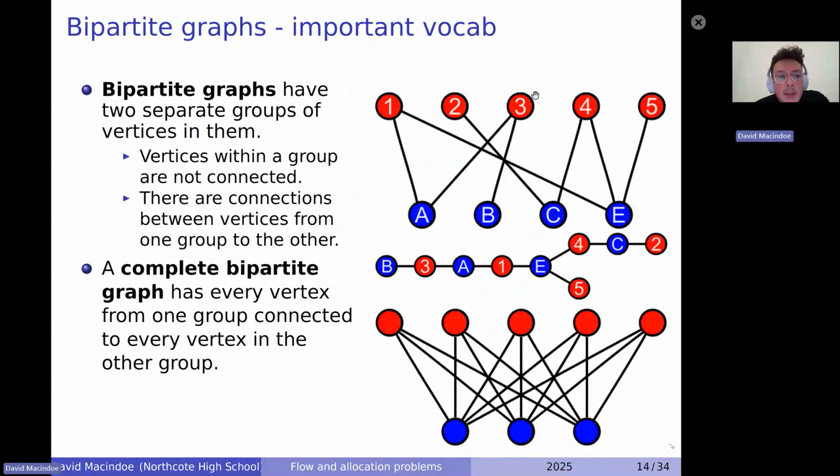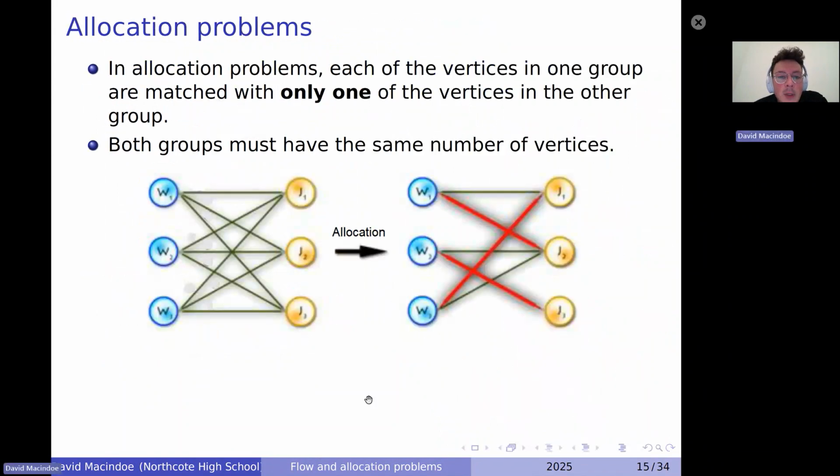One way to do that is to represent things as a bipartite graph. That means that there's two separate groups, two different parts, and vertices within a group are never connected, but there are connections between one group and the other. If you've got a complete bipartite graph, then all the vertices of one group are connected to all the vertices of the other group. So yeah, allocation problems generally look something like this.